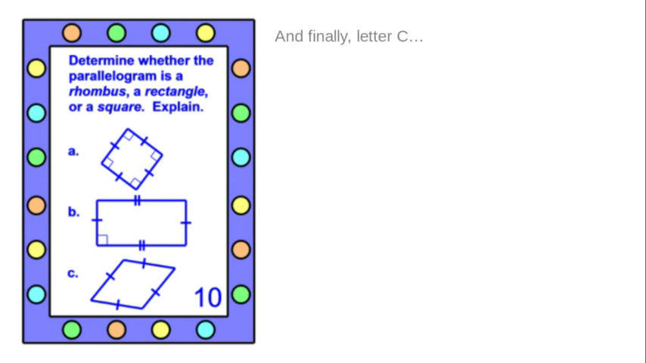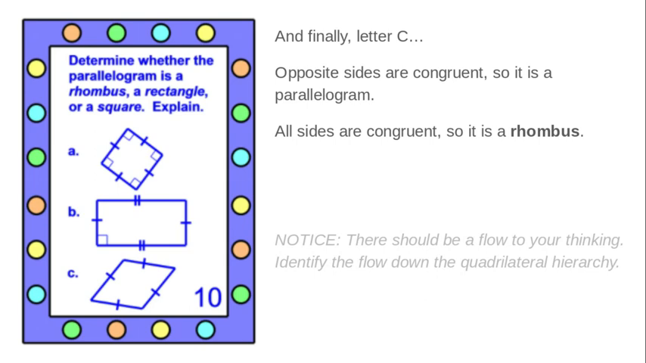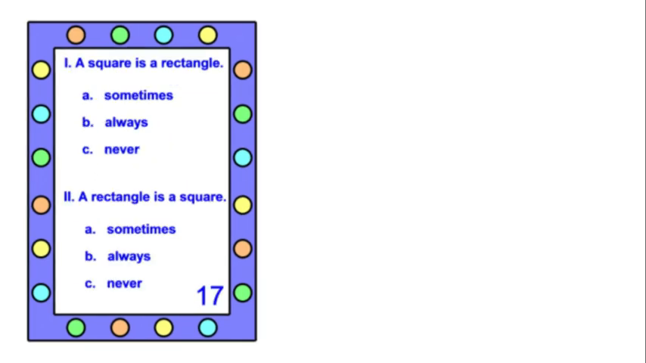And then let's move on lastly to letter C. So I see opposite sides marked as congruent, which 2 pairs of those, which means I do have a parallelogram. And because all 4 sides are congruent, it is a rhombus. I have nothing else that would tell me it's a square. So I have to stop at rhombus. Again, notice that downward flow of thinking about your shapes.